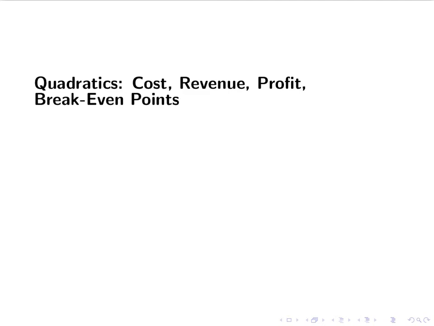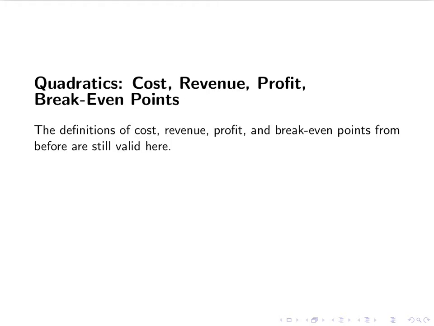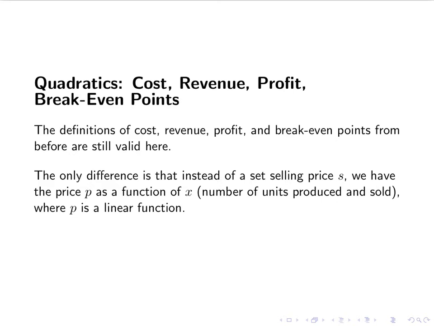Everyone. Today we're going to look at quadratics in regards to the cost, revenue, profit, and break-even points. So the definitions of cost, revenue, profit, and break-even are the same as they were before, except for the selling price. Before, the selling price was a set selling price, which we called S. Now we're going to look at a price that we're going to call P, which is a function of X. Remember, X is the number of units produced and sold, and P is going to be a linear function.